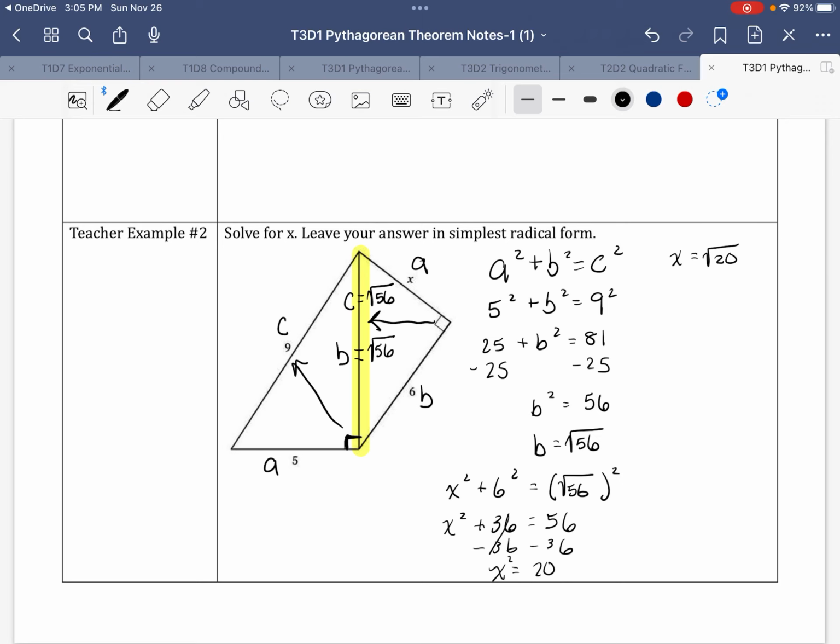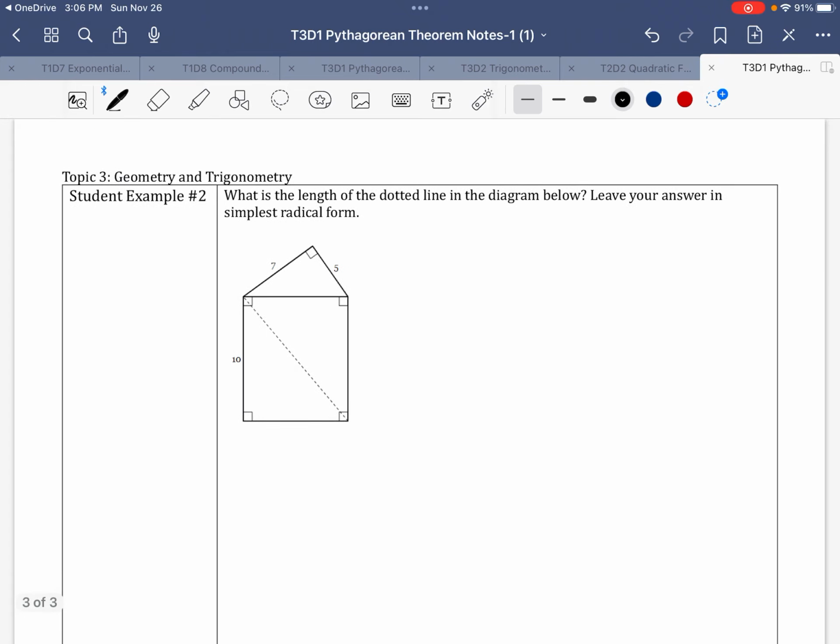Now, since x is our final answer, we do have to contemplate how to simplify this radical. And I know that 20 can get broken up into 4 times 5, where 4 is our perfect square. So if x is equal to the square root of 4 times the square root of 5, we can simplify to 2 root 5. And that's our final answer. So go ahead and try student example number 2 on your own.